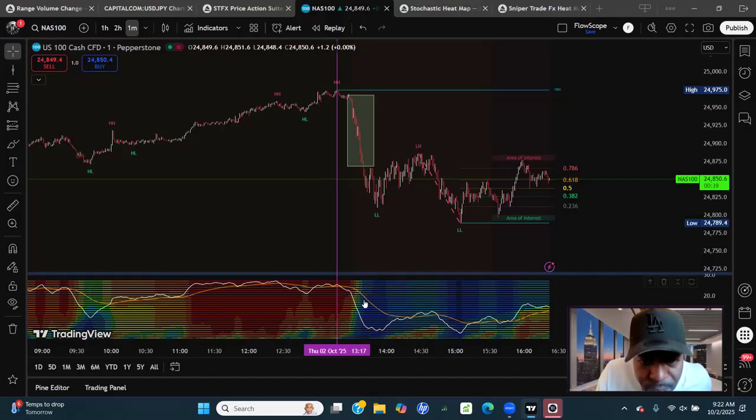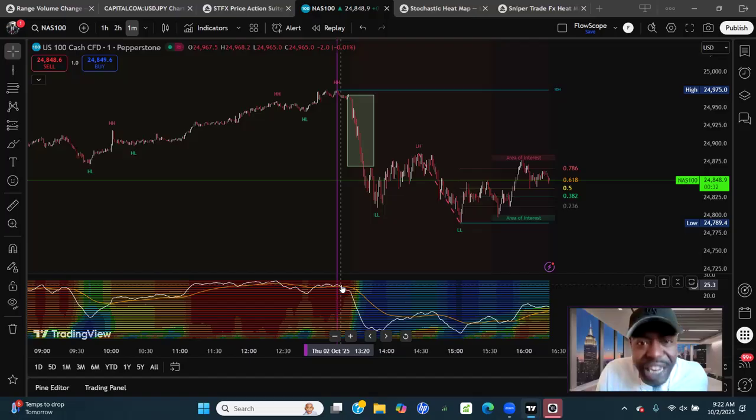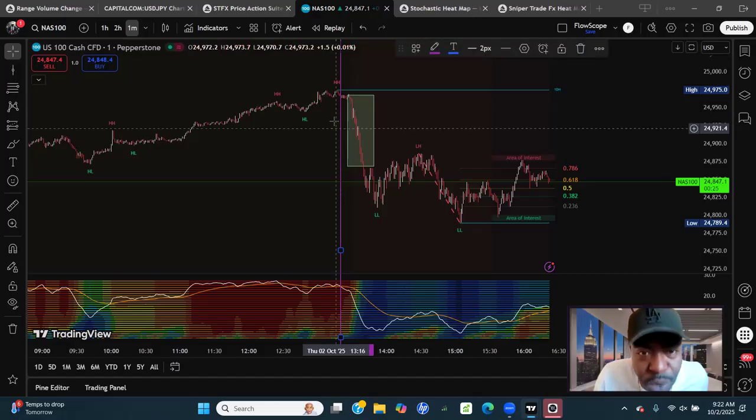Now, when the white EMA line crosses the orange EMA line, that's an entry. And that's right where this purple line is pretty much at. Right at that cross is where you want to enter.